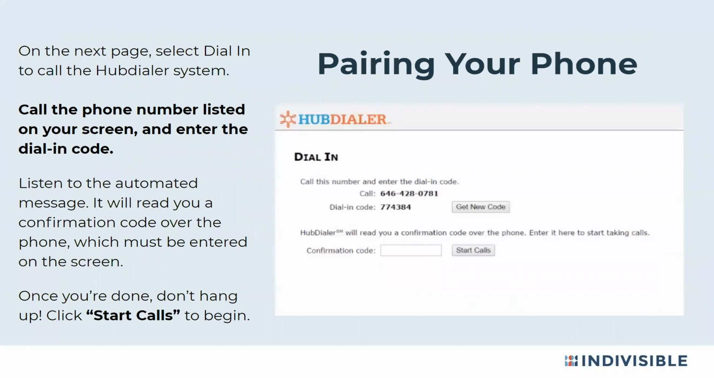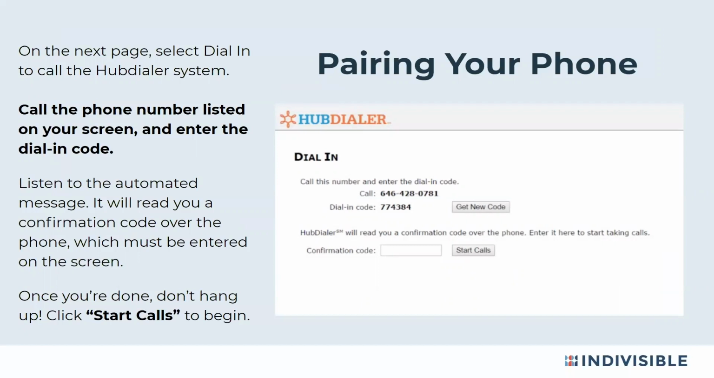The next step will be to pair your phone with your HUBDIALER account. First, using the phone which you would like to use to receive your calls during your shift, dial the phone number you see on the screen in front of you. Listen to the automated message and then enter the dialing code provided on the screen. The automated message will then read you a confirmation code over the phone, which must be entered into the field you see on the screen.